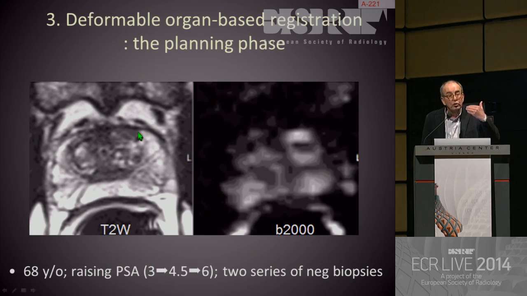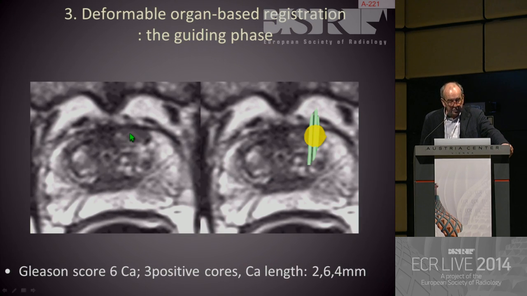This is probably one of the smallest tumors we could pick up, but this technique, highly anteriorly located, detected by diffusion, and then retrospectively seen on T2, and 3 negative biopsies. The same technique was applied, and 3 positive cores of 2, 6, and 4 millimeters could be obtained from this tiny lesion anteriorly located.